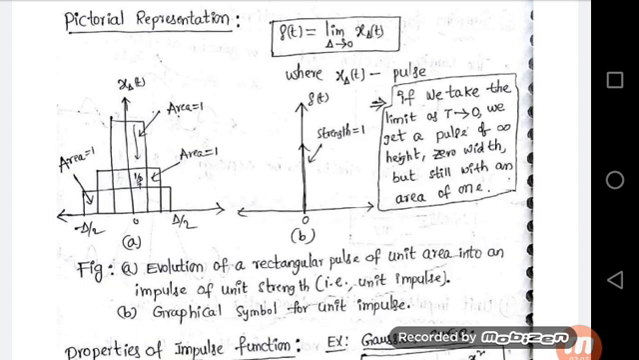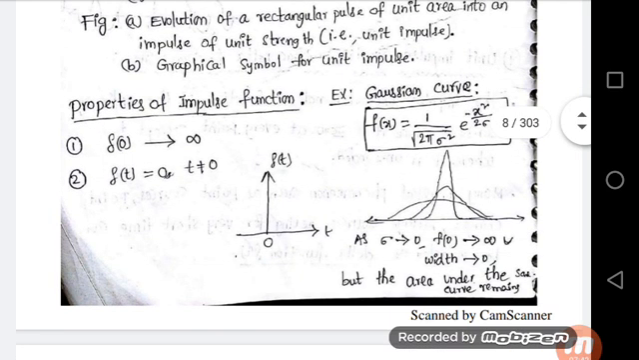That means height, width, and area can be found by using the limit as t tends to 0. When we use the limit of t tends to 0, we can easily find out the area, width, and height.